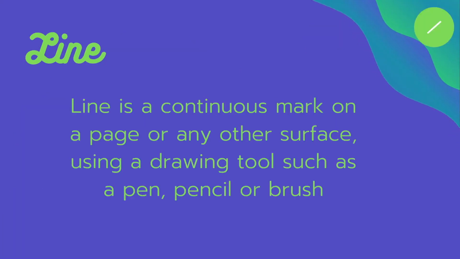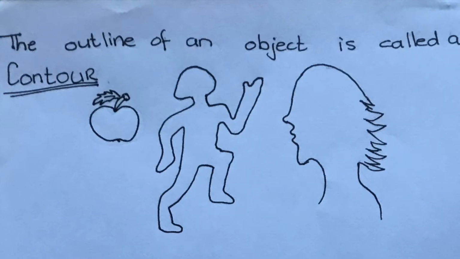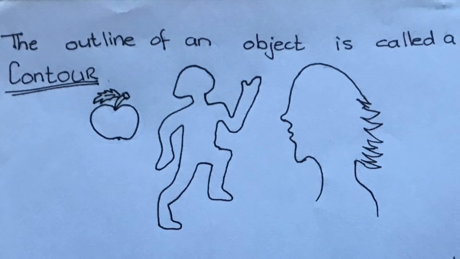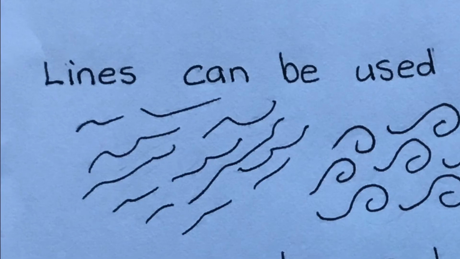What is the definition of a line? A line is a continuous mark on a page or any other surface, using a drawing tool such as a pen, pencil, or brush. There are many things we can do with lines. We can use lines to create an outline of something, to show movement, to show mood, and repeated lines create patterns. Here are some examples. As we can see, the outline of an object is called a contour.